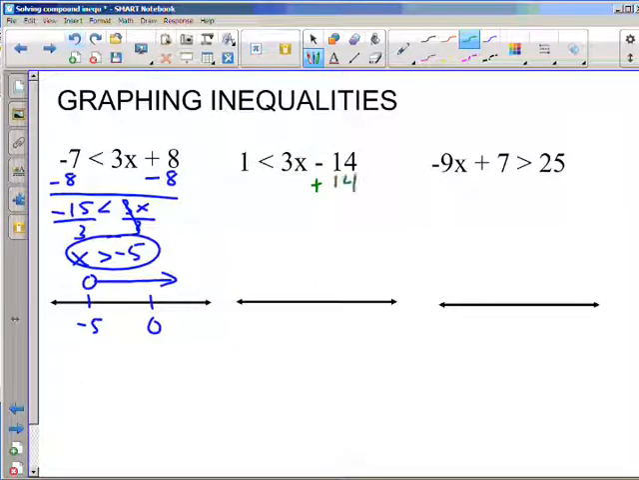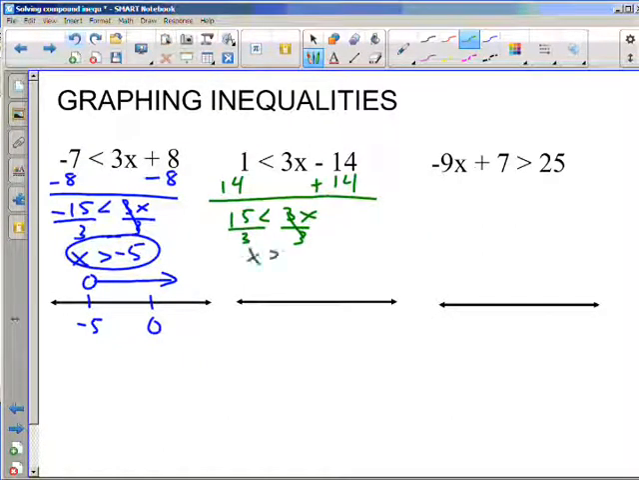Okay, we're going to add 14, and then divide by 3. In this case, x is greater than 5 again. So, okay, x is greater than 5. I'm going to put my 0 a little bit to the left. I'd have a 5 up here. Greater than is an open circle, and to the right.